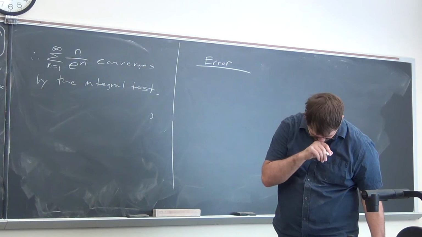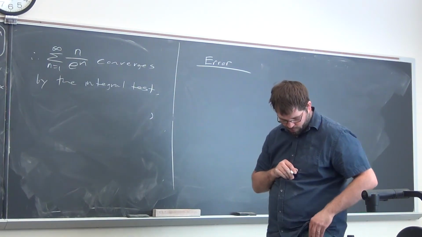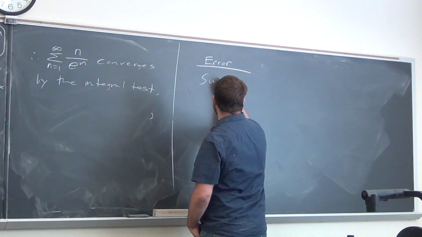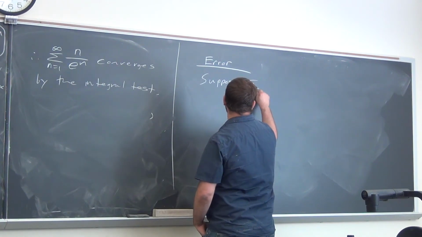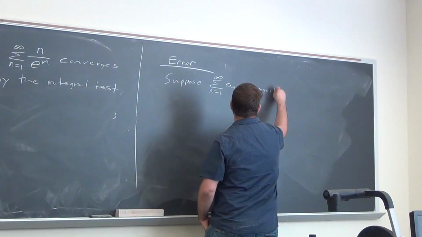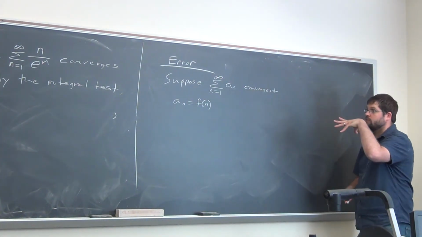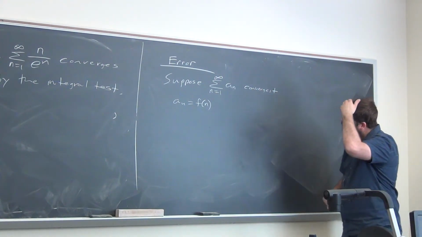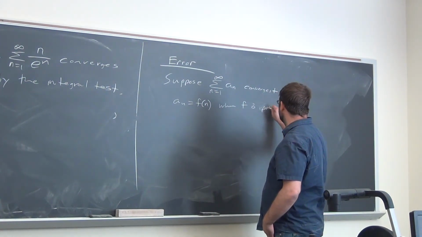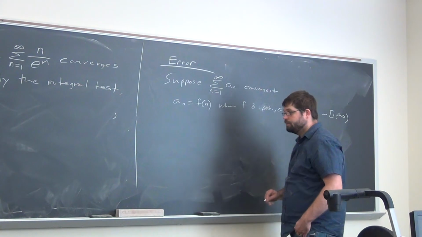All right, so let's just say a quick word about error when you're doing this. So we're going to assume the same setup. Okay, we have a convergent series now. Your a sub n's are f sub n, where f is positive, continuous, and decreasing on 1 to infinity.